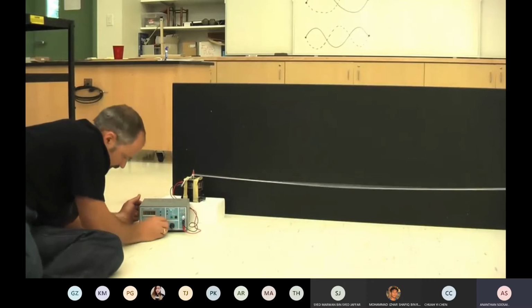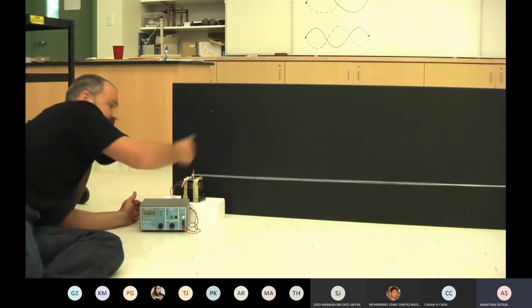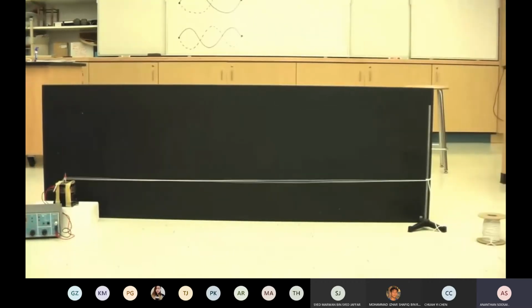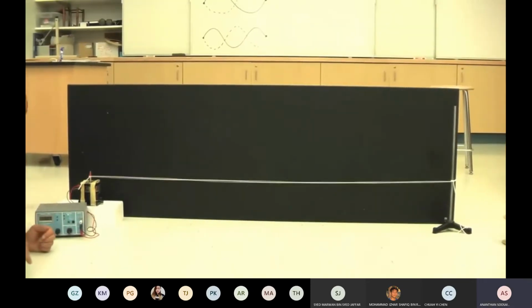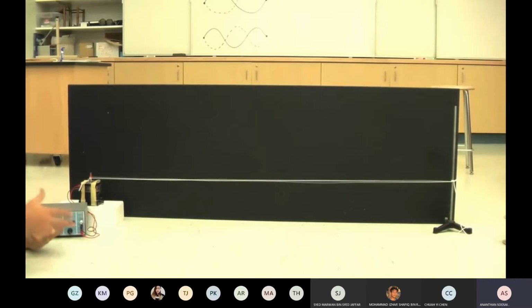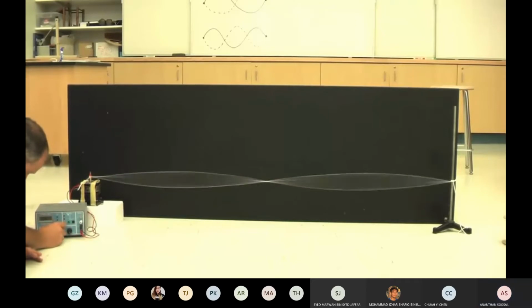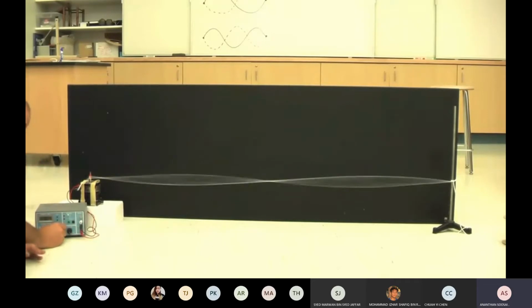Well, now let's go a little higher. So it's sending waves back and forth, but these waves are out of sync, if you like. They're not exhibiting consistently constructive or destructive interference at any one point. But if I set it here, for example, I have what's called a standing wave.